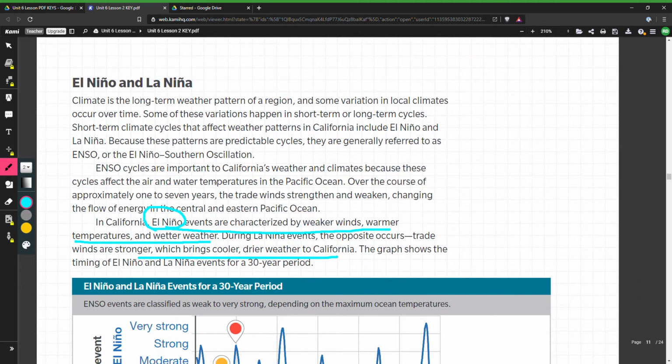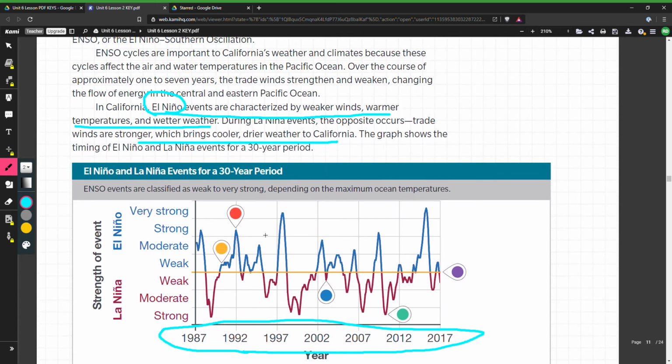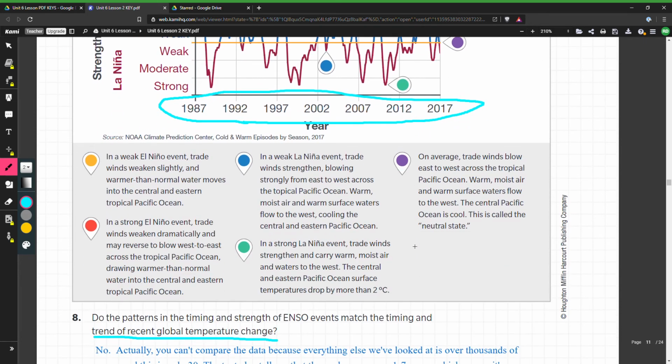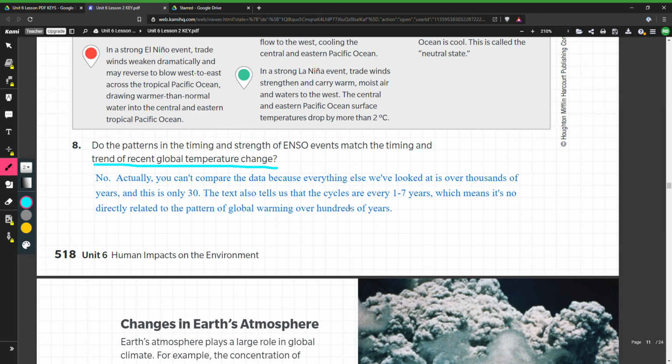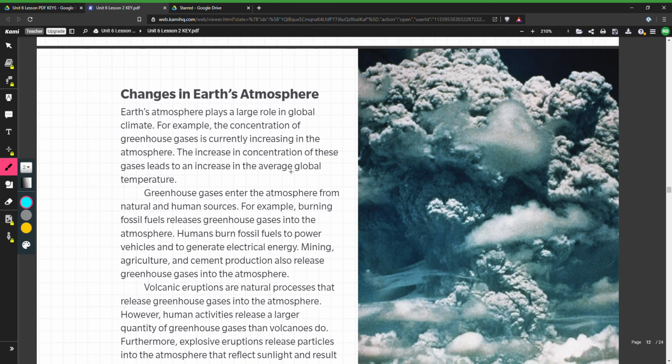I can't find it in the moment, but somewhere in here it says this. And you can see that over this period, which is 30 years, it's going up and down and up and down and up and down. There's really not a common trend here, especially when you're trying to compare it versus 800,000 years. So you can't really conclude that those have to do with the global temperature change.